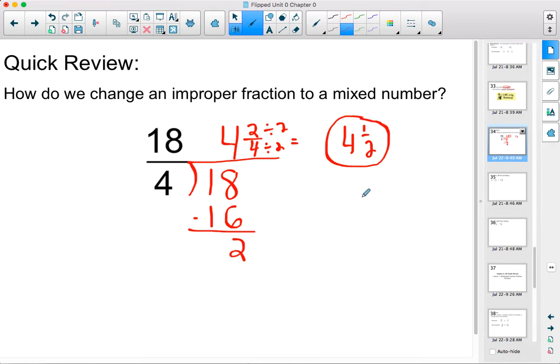If you want to do one more practice on your own, why don't you try doing 17/6 and changing that into a mixed number as well.